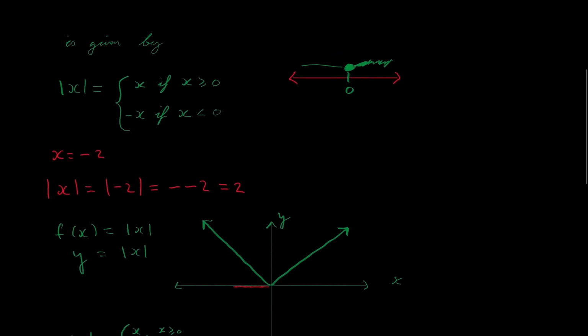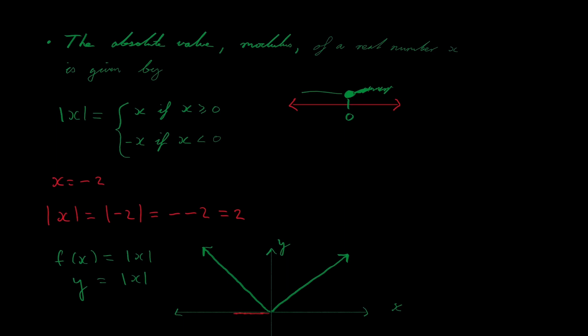So you can think of this definition, if you're treating the absolute value of x as a function, f of x equals the absolute value of x, or y equals the absolute value of x, it's saying, look, for all the positive values of x, graph the line y equals x, and for all the negative values of x, graph the line with negative slope, y equals negative x. Okay, so that's one way to think of it in terms of functions.